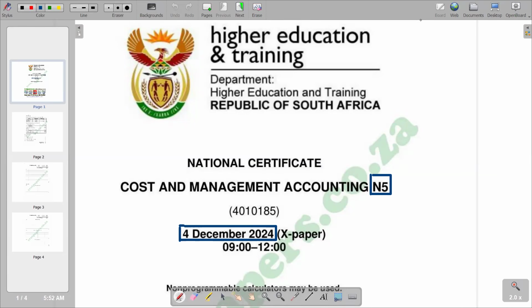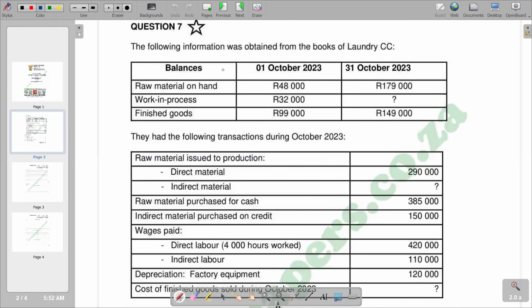In this video, we want to look at a question on the integrated system, whereby we are going to look at a question from the question paper of November 2024. So our question is question 7 on that question paper. That is the last question on the question paper. So our question reads, the following information was obtained from the books of Laundry CC.